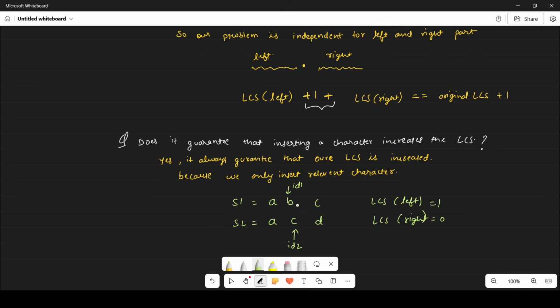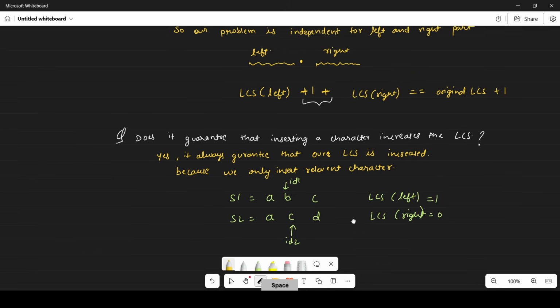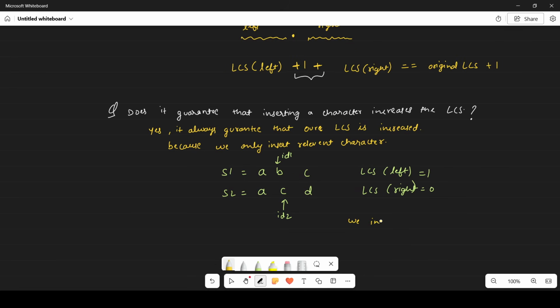So which character do you want to insert at ID1? You don't need to insert any random character. We insert character C only. That is nothing but S2.charAt(ID2). I hope you understand it. So that's why it is guaranteed that the sum of LCS of left and LCS of right will increase by 1 by inserting a character.